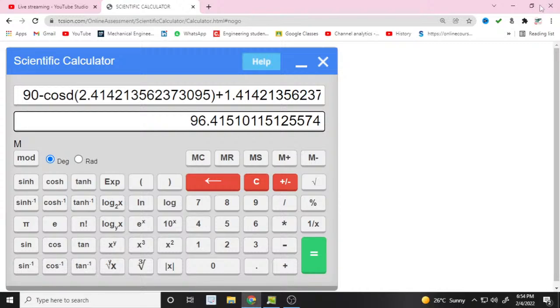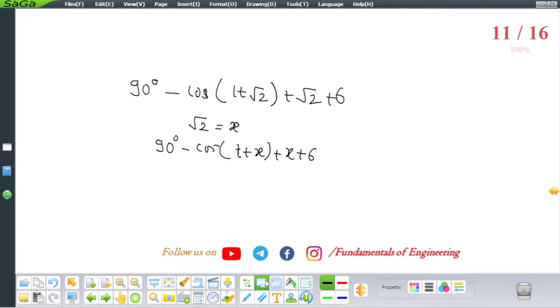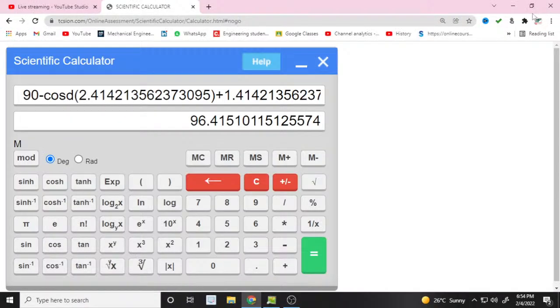So by using your regular calculator, you can get the answer and find out whether you are getting the right answer or not. 96.41, that will be the final answer you are getting. If you are not understanding, I can explain again.